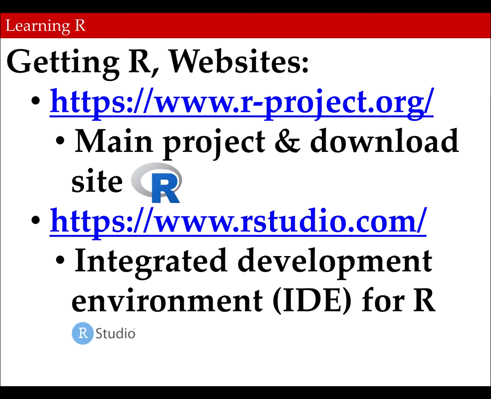Now, in order to get R, you'll need to visit two websites. The first is the project website, www.r-project.org. This is the main project website and the place that you can download the base R package. And then a second website, www.rstudio.com, has what's called an integrated development environment, or IDE, for R. And this is something that you can use in conjunction with the base R package to make your R session just a little bit easier to use.